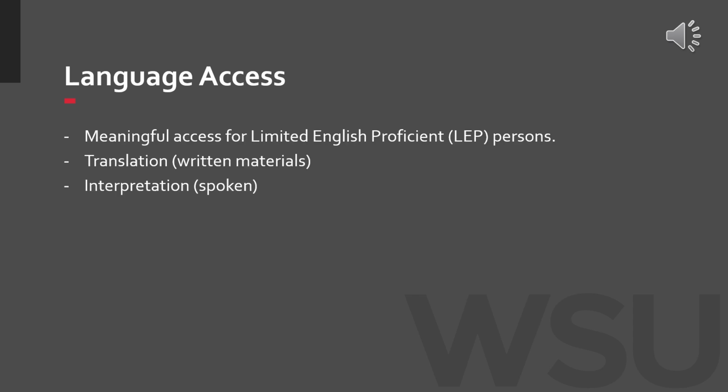Now we will learn about language access requirements and procedures. In previous lessons, we learned that civil rights laws require Extension to provide meaningful access to programs for individuals with limited English proficiency, or LEP. Let's look more closely at what this means. LEP refers to individuals who do not speak English as their primary language and/or who have a limited ability to read, write, speak, or understand the English language.